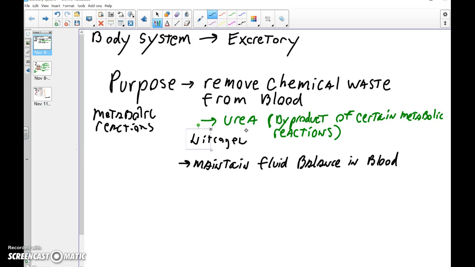It depends on the type of environment the organism lives in. But at the end of the day, every living organism has to get rid of that nitrogen waste, and that waste comes from metabolic reactions. And you have an entire system dedicated to that, and that's the excretory system.